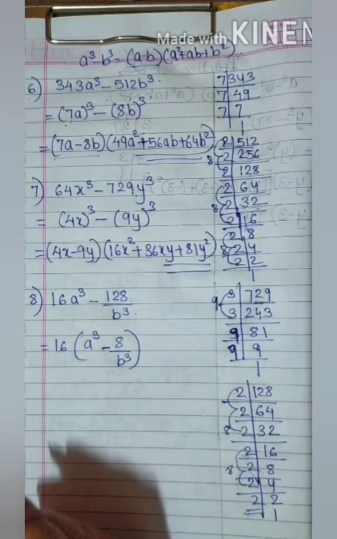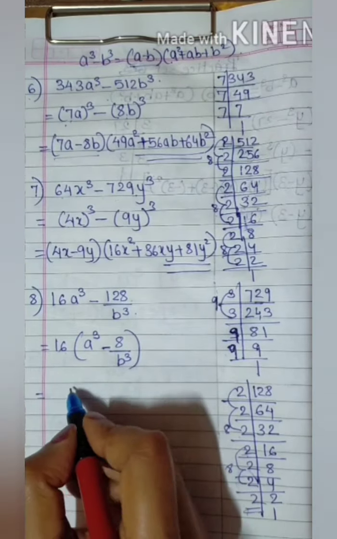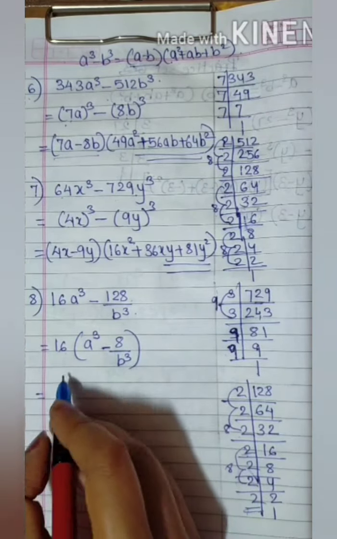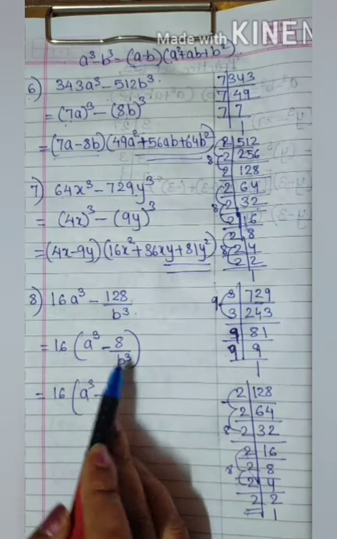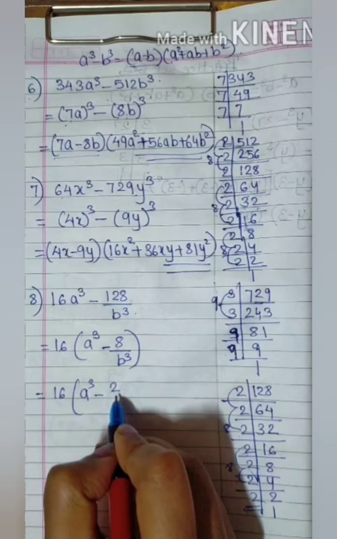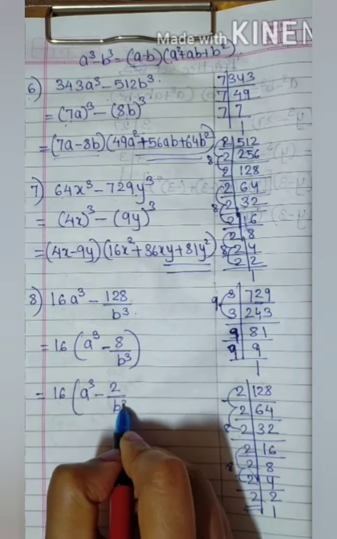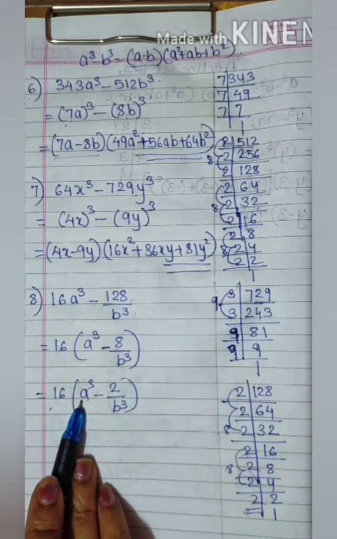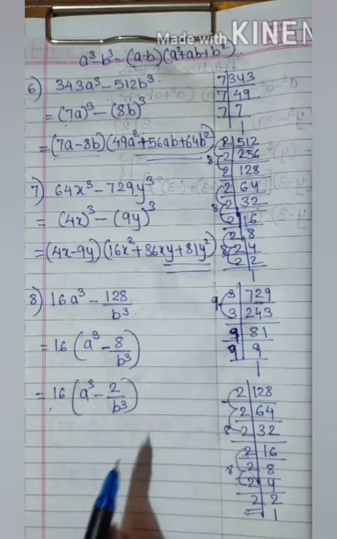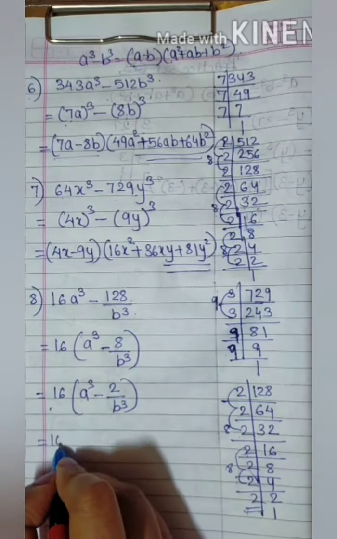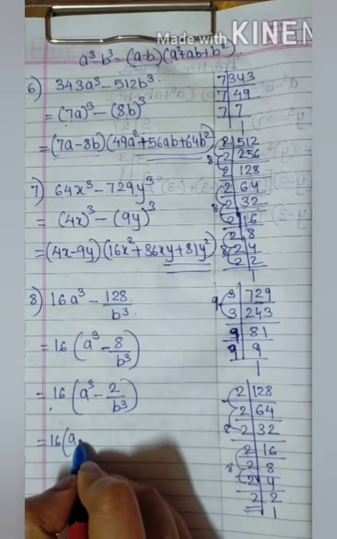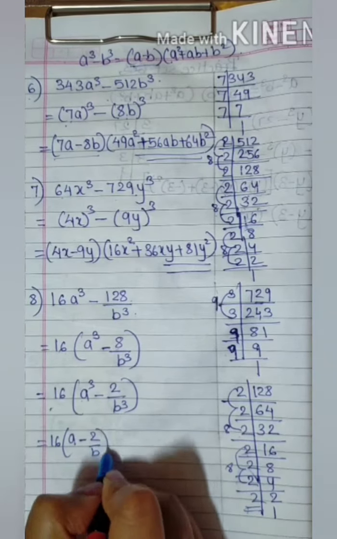Okay. Now here, as you know, the cube root of 8 is 2 upon b cube. We got a cube minus b cube. Now we have to solve the sum: 16a minus 2 upon b.